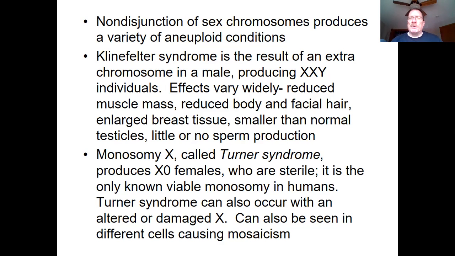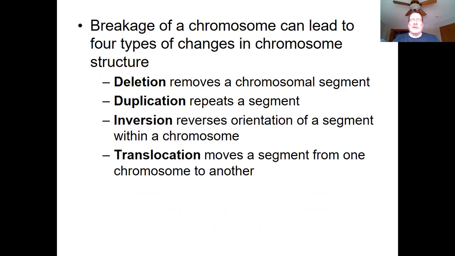Non-disjunction of sex chromosomes produces some other aneuploid conditions. This slide's a little out of order, but you can see there Klinefelter and Turner syndrome, based on being trisomic or monosomic. Okay. Now, the last thing is of course DNA is being assaulted.